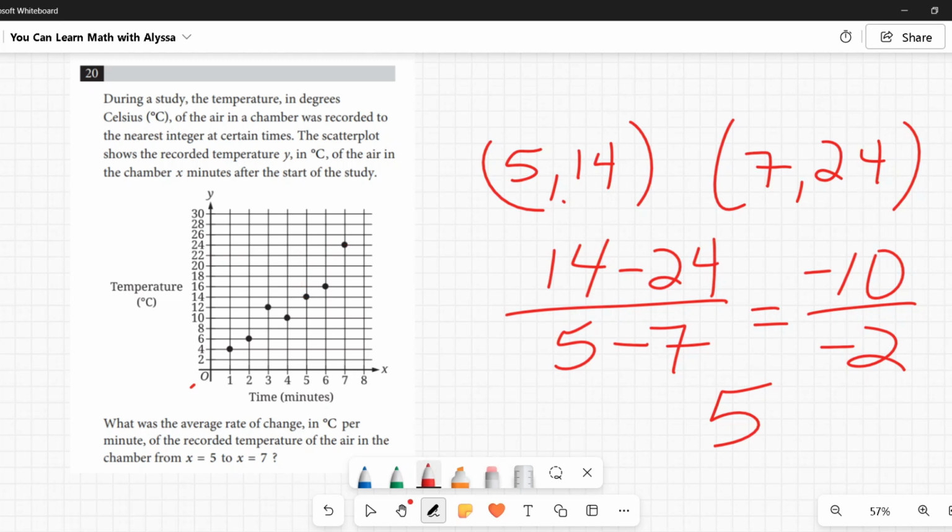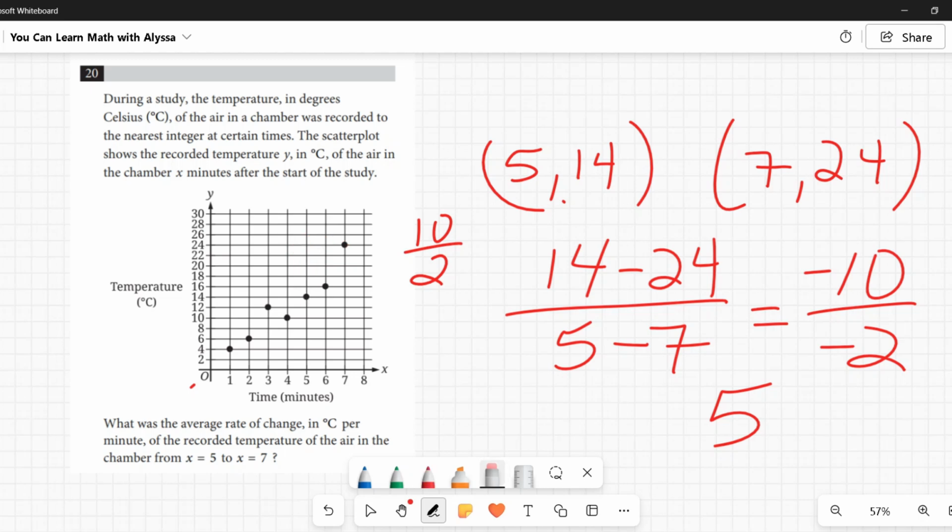Like I said, over here you could have counted the same thing and said, okay, the change in Y from 5 to 7, it goes up. We're at 14, it goes up to 16, 18, 20, 22, 24. Okay, so it goes up 2, 4, 6, 8, 10. It goes up 10. And it goes over 1, 2, 2. 10 over 2 is 5.